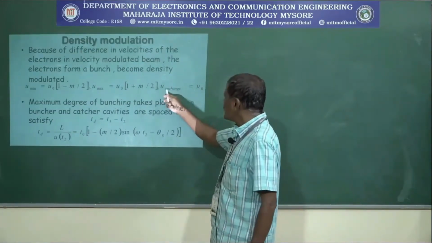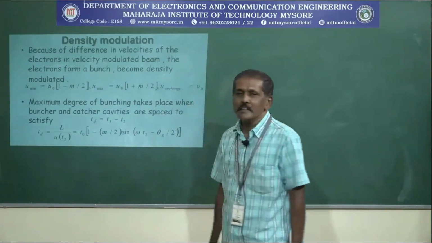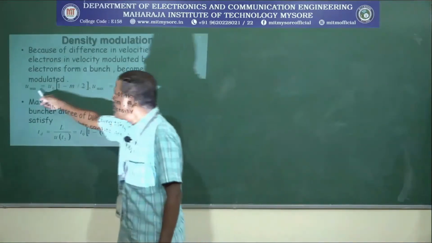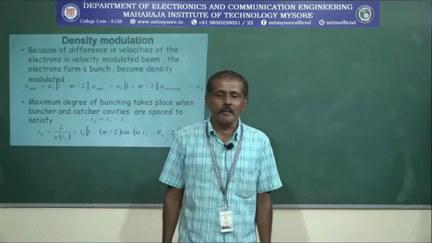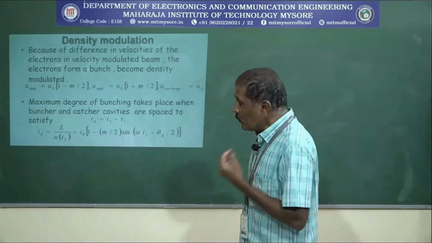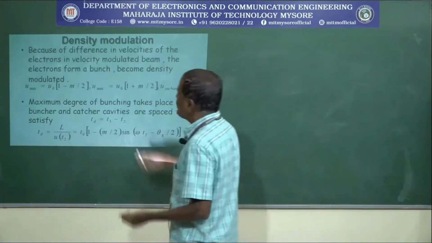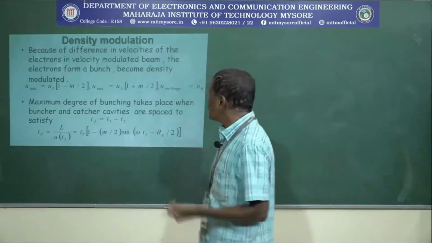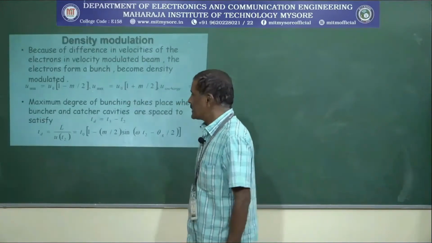u0 is the unchanged velocity. This is the velocity you get when the electrons come across neutral potential. u minimum is the velocity you get when the gap voltage has a negative potential, and u maximum you get when the gap voltage has a positive potential.